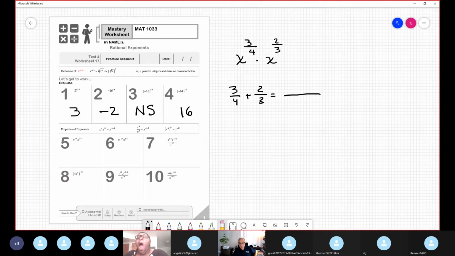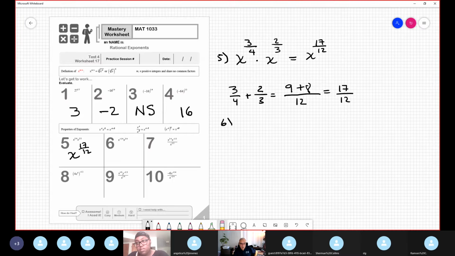To add fractions with different denominators, you find the LCD, which is 12. 12 divided by 4 is 3, times 3 is 9. Plus 12 divided by 3 is 4, sorry, and 4 times 2 is 8. This is 17 over 12. This is equivalent to x to the 17 over 12. They want you to express it like an exponent. So x, the exponent is 17 over 12, like that. That was number 5.